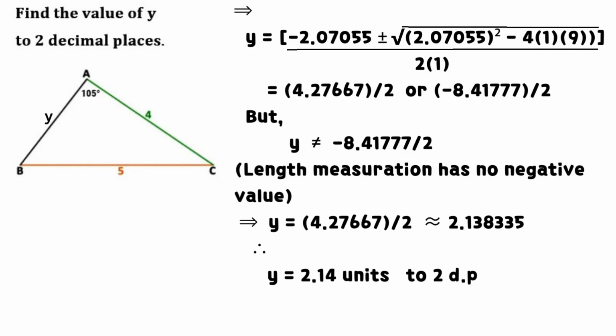In reality, y is not equal to half of negative 8.41777, because length measurement has no negative value. It signifies that y equals half of 4.27667, which equals 2.138335. Therefore, y equals 2.14 units to 2 decimal places.